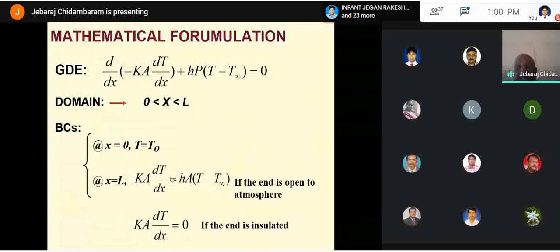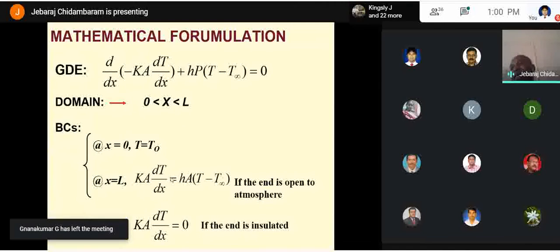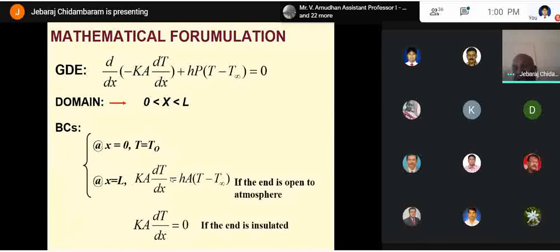It has got the domain and it's got the boundary condition. What is the boundary condition? At x equal to 0, temperature is T0, high temperature, 700 degrees. And at x equal to L, if the end is open to atmosphere, conduction is equal to convection. If the end is insulated, conduction is equal to 0. Apply the suitable boundary condition and find out the solution, which Murugan will handle in the afternoon.